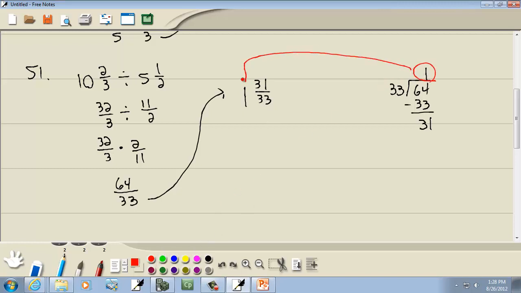Again, the number on top is what goes here, your remainder, whatever it is, up on top. And then what you're dividing by is your denominator. So that'd be your answer.